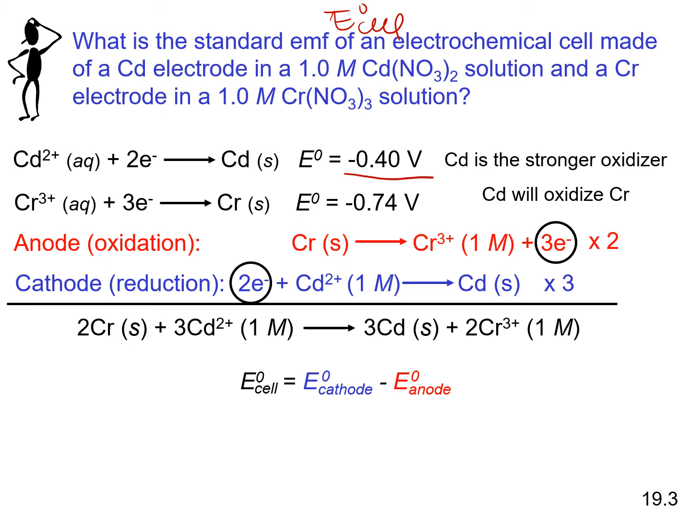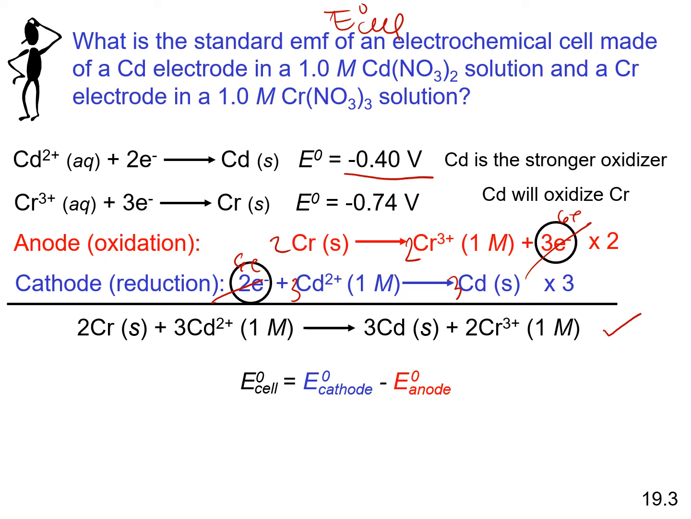That will give us this resulting equation. So the 6 electrons will be cancelled, and we have 2 times chromium, and then 2 times chromium 3 plus, and then 3 cadmium 2 plus, and then just distribute the 3 to the cadmium. So we have this overall equation.